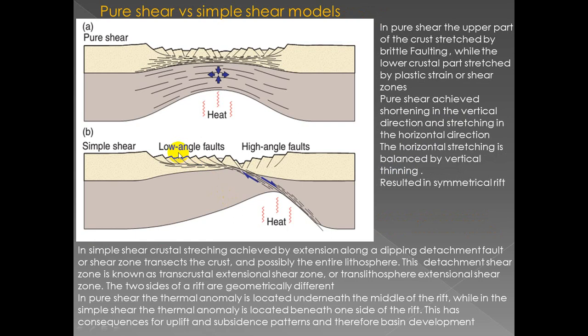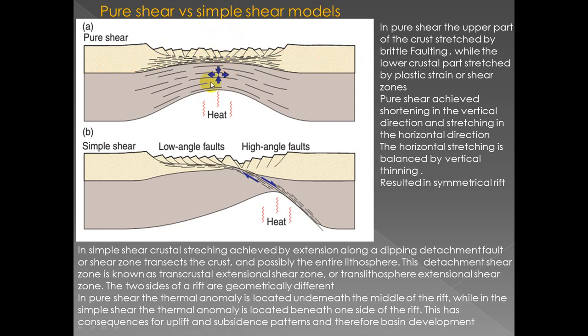This can be achieved by two models, what's called the pure shear model and the simple shear model. Pure shear model means if we apply maximum stress in this direction, the crust will shorten in a vertical direction and it will extend in a lateral direction like this. This is pure shear. So due to applying extensional stress in this way, stretching in this way, thinning occurs in this way.